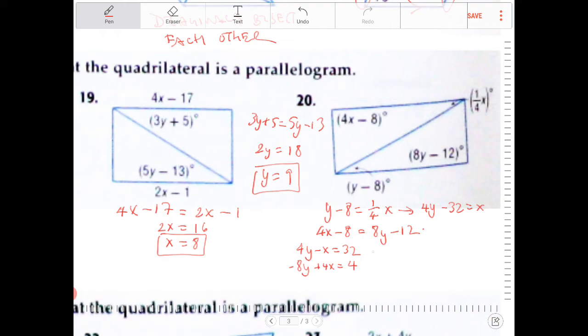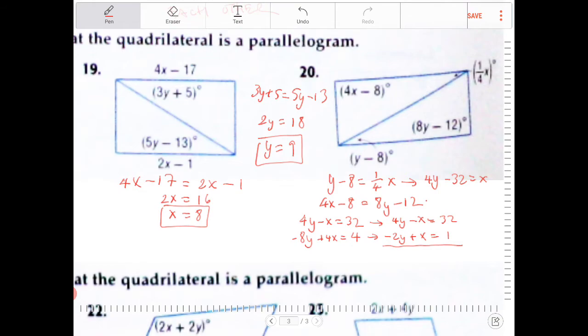And if I divide both sides by 4, I end up with negative 2y plus x is equal to 1. This is a system of equations. If I add the top and bottom equations together, I end up with 2y is equal to 33.